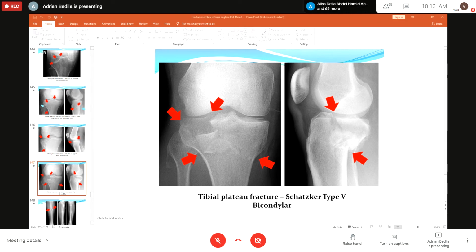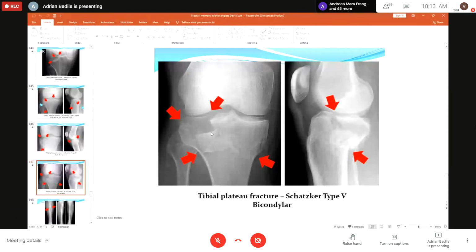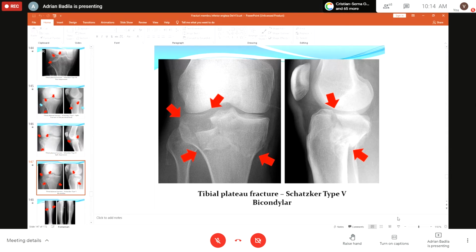It's a bicondylar fracture. We have a fracture with depression and split in the lateral plateau, and another split fracture in the medial plateau. The treatment will be the same. Lifting of the articular surface, we will use an autograft in this area, and reduction and osteosynthesis with a plate.